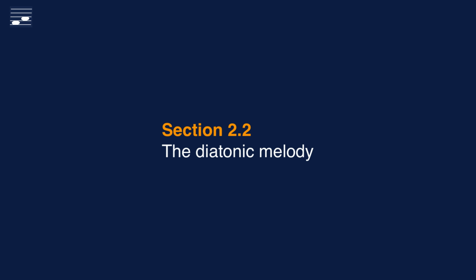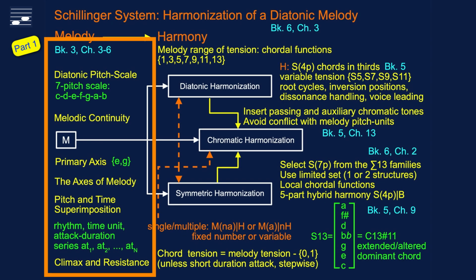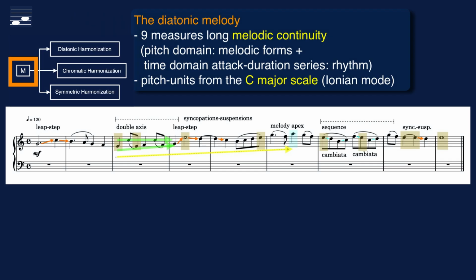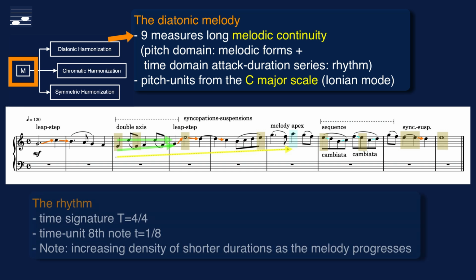Revisit part 1, where I discussed melody design aspects. This is the annotated melody in staff notation. The 9 measures long phrase is in 4/4 time signature. The melodic continuity is based on the 7-pitch Ionian scale. It has a rhythmic attack duration pattern overlay with 8-note time unit.